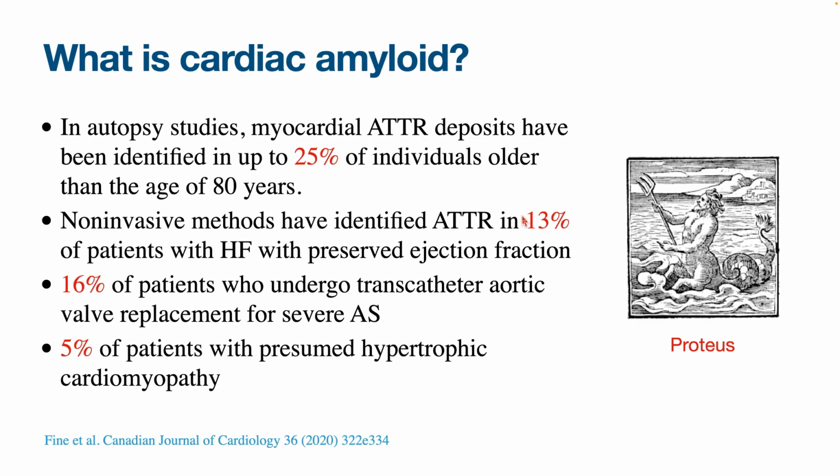The other thing about cardiac amyloid is that it's very protean, meaning that it presents in a very variable way. I actually pull out a picture of Proteus, which is a Greek god with multiple forms. In autopsy studies, myocardial ATTR deposits have been identified in up to 25% of individuals older than age 60. Again, 1 out of 4 older than 80 years old who died could have some degree of ATTR deposits in the heart.